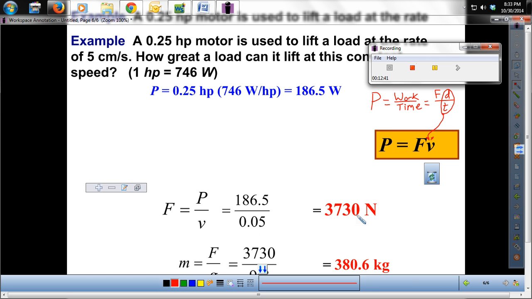So I figured out my force, and then I converted my force into a mass because that's what they wanted to know. Okay, they give you a quarter horsepower. Make sure you change it into watts. And also realize that this is in centimeters per second, so it has to be converted into meters per second right there. So that's watts, and that's meters per second. And a watt is a joule per second. A meter per second is velocity. Those will cancel. So a Newton meter over meter gives me the unit for force, which is newtons. Okay? So pause if you need to.